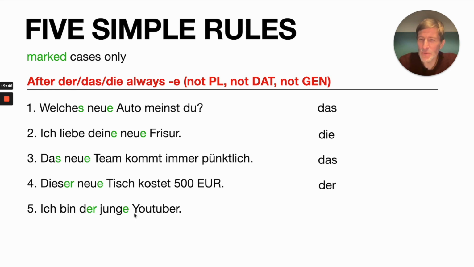Ich bin der junge YouTuber. Here we have der literally here. So after der, the E. Hope this is clear. So one last rule. These 4 rules are very easy to remember and easy to apply. We will test this in a minute. But they only work if you have a marked adjective here. Yeah? So in case the adjective is marked. That's why I said marked cases.